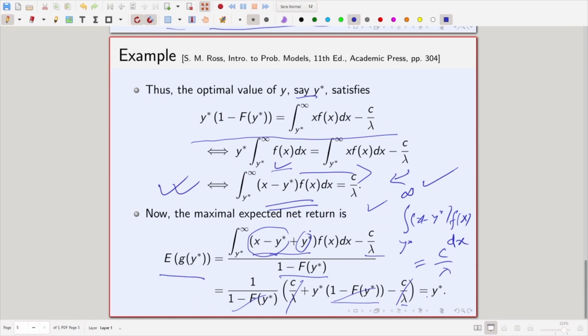So, this y star, which is the optimal value of y until which you should wait before selling the house, turns out that if you follow that policy, then the maximal expected net return is also equal to that value y star. So, that is an interesting thing. You can just think about how you can interpret this. Fine. So, I leave that on you, but again it is an interesting thing that this maximal expected net return also comes to be equal to y star.